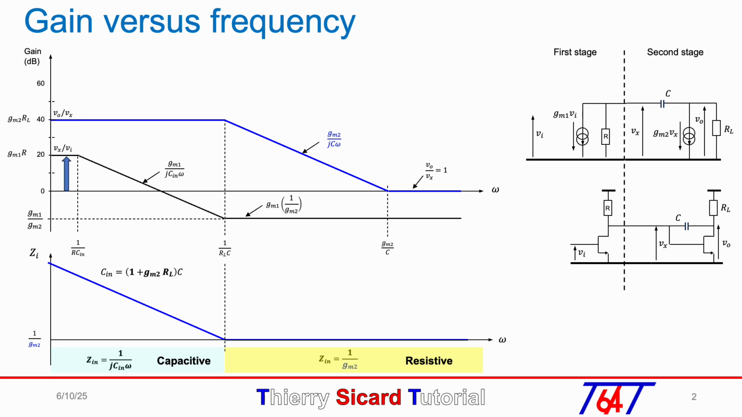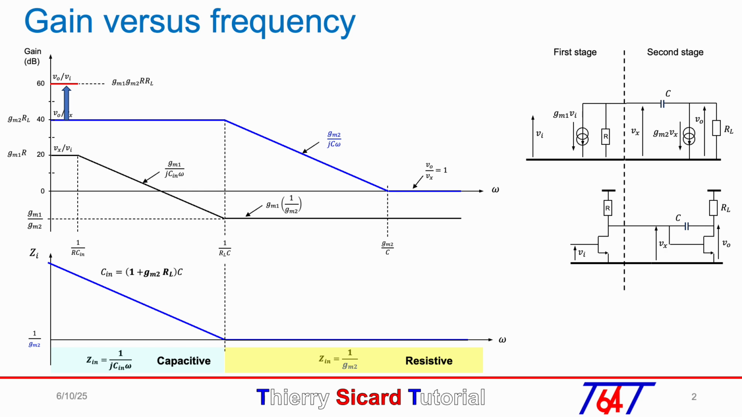The dark blue arrow represents the DC gain of the first stage of 20 dB. By adding this arrow over the second stage gain, we will get the total DC gain plotted in red and equal to GM1, GM2, RL.